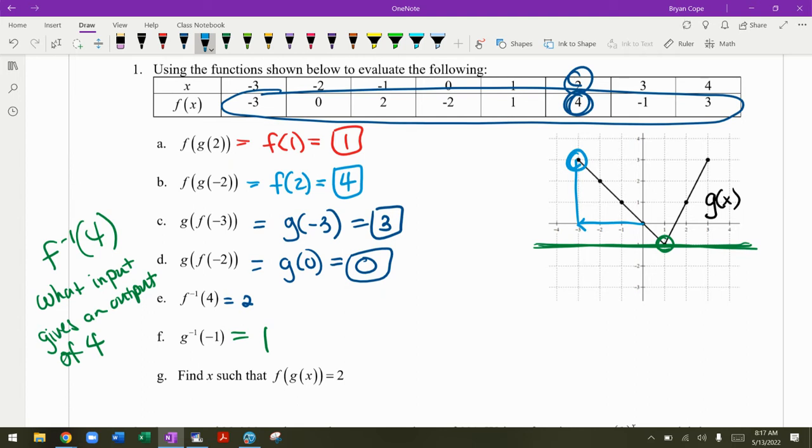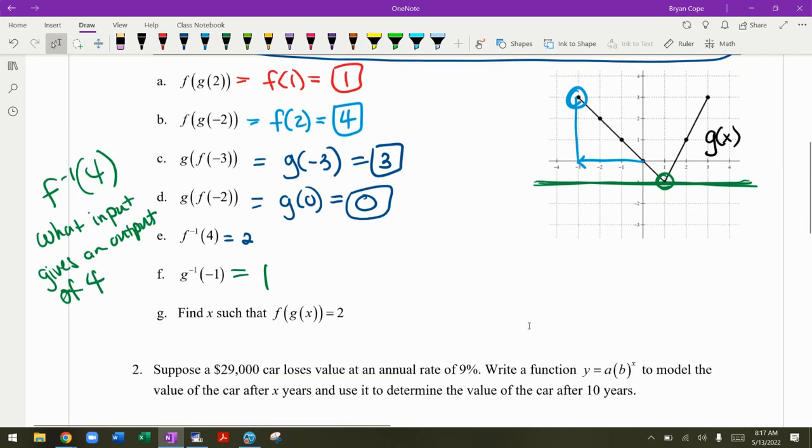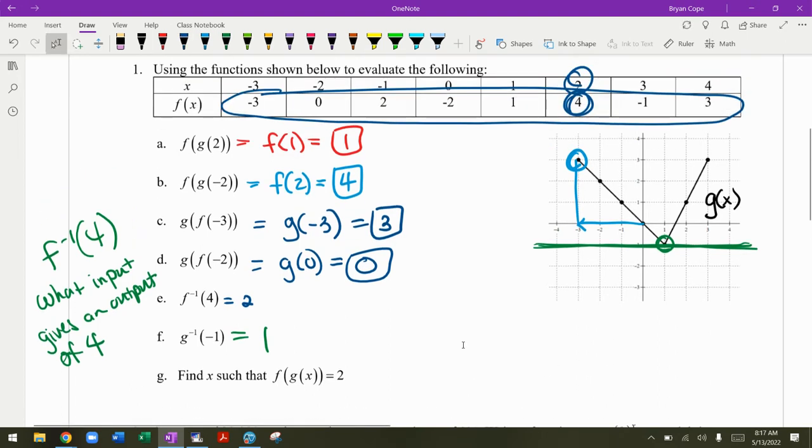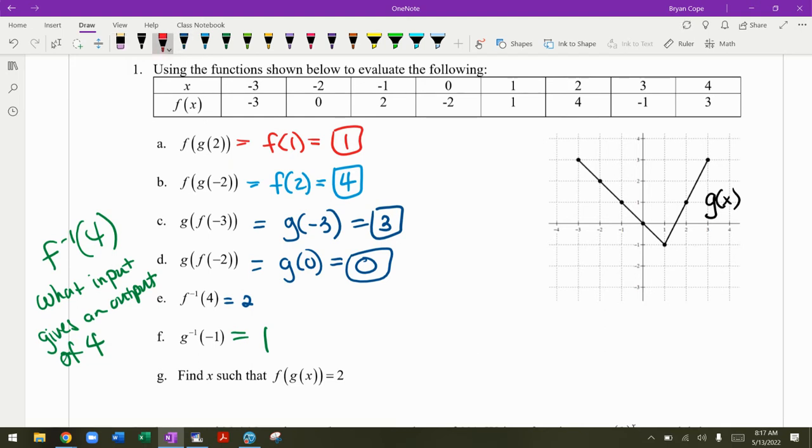Okay? Find x such that f of g of x equals 2. This is a really hard one, and our team decided to put one like this on the final, so I wanted you to see one. Okay? Hey guys, it's not up to me completely. I put it all together, but it's partly up to the team. Okay, so here's what we have to say.